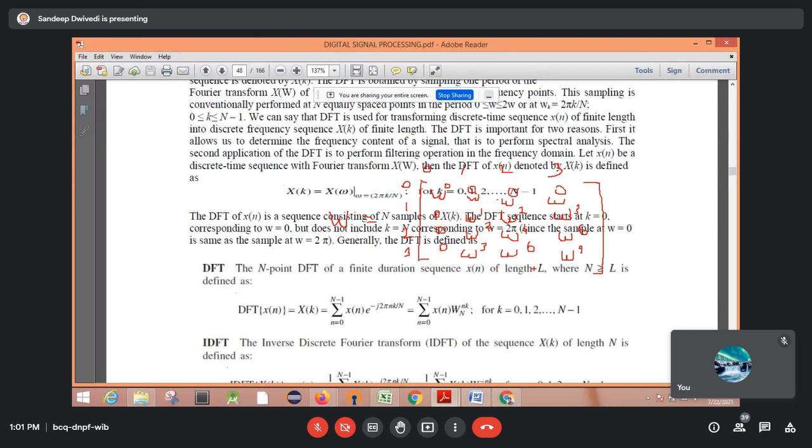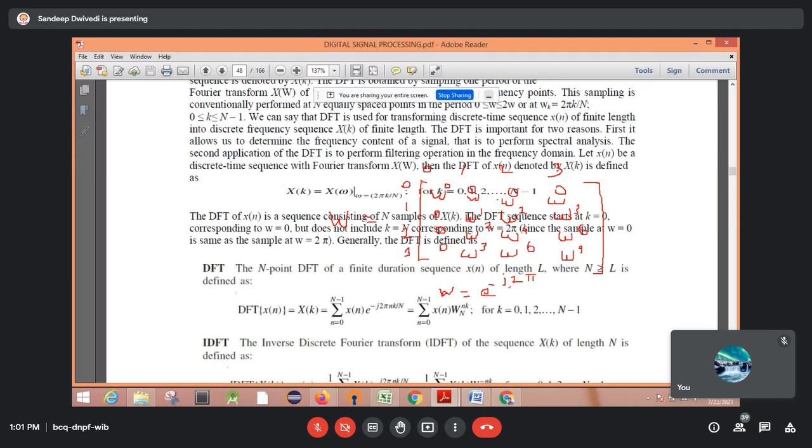So how can you calculate the values? You need to put the value of w. What is w? W is nothing but e raised to power minus j 2 pi by N. You have to remember this value because this will be very useful to calculate the whole twiddle factor matrix.